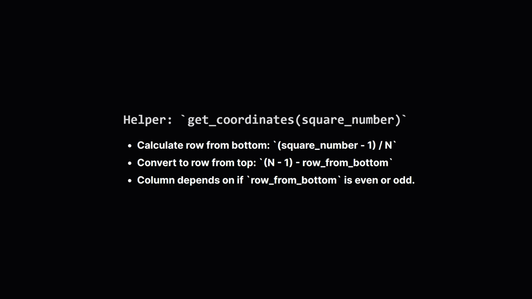For the column, it's a bit more involved because of the alternating directions. The column position will depend on whether our row from bottom was an even-numbered row or an odd-numbered row. Even rows from the bottom might go left to right, and odd rows right to left. We can use the remainder of that division, square number - 1 modulo n, to figure out the column, adjusting for direction.